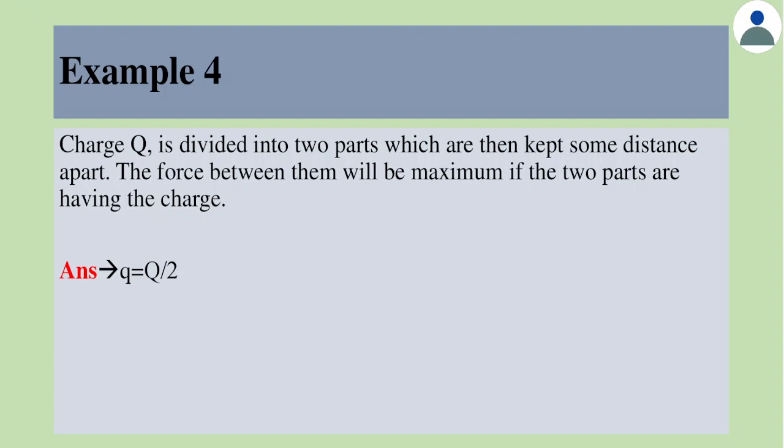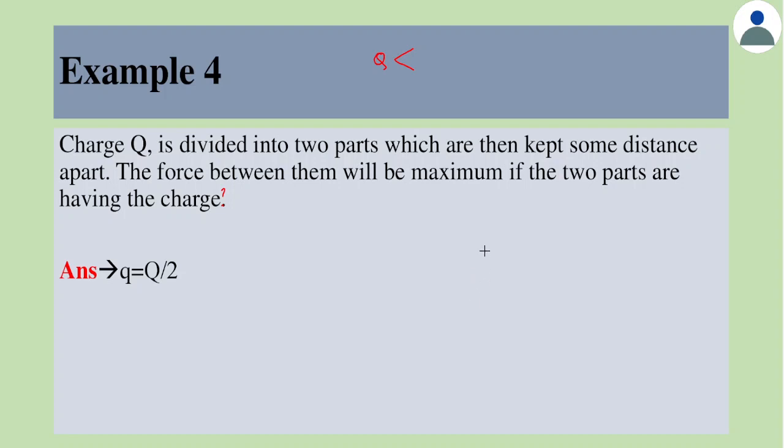Example 4 says, charge Q is divided into two parts, which are then kept at some distance apart. We have charge Q. This charge Q is broken into two parts. The force between them will be maximum if the two parts have what charge? So just find the charge. That is, if you break a given charge Q into two parts, then the question asks for what proportions or for what values will they have maximum force.